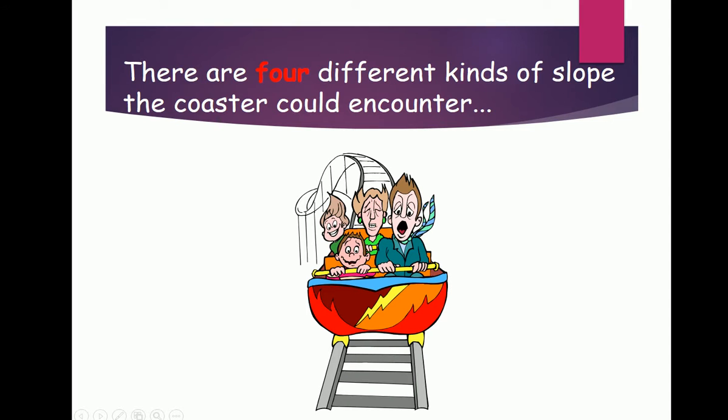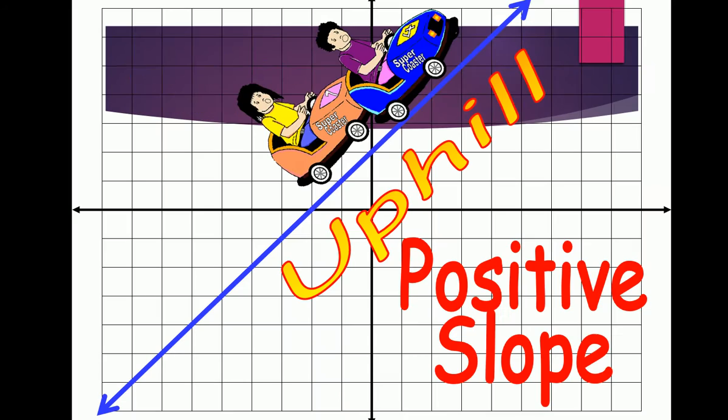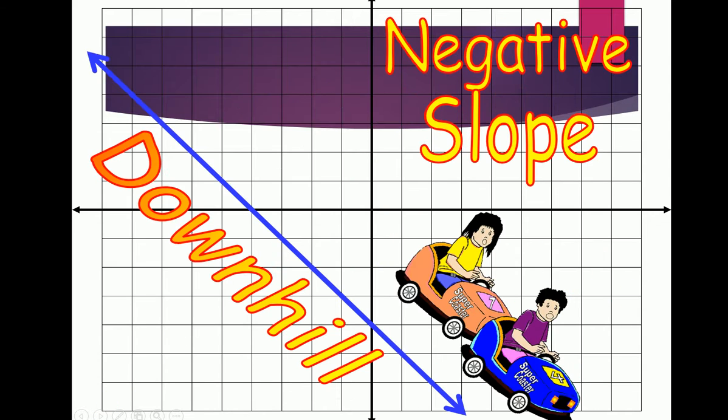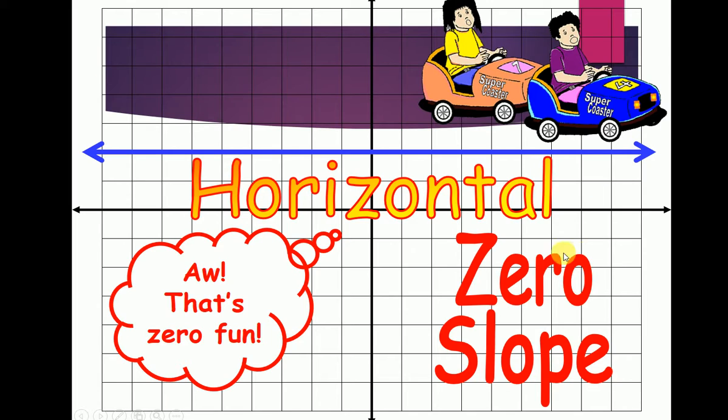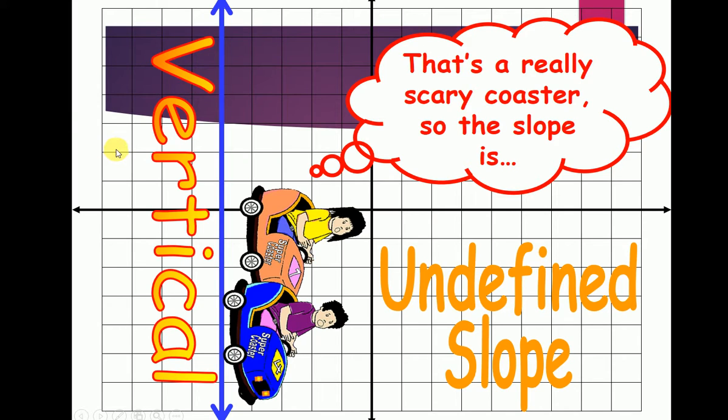There are 4 different slopes that you need to know. First of all is a positive slope, where from left to right the graph is going upwards. Second, a negative slope, where from left to right the graph is going downwards. The last two kinds are a 0 slope and an undefined slope. Horizontal is termed a 0 slope, whereas vertical is defined as an undefined slope.